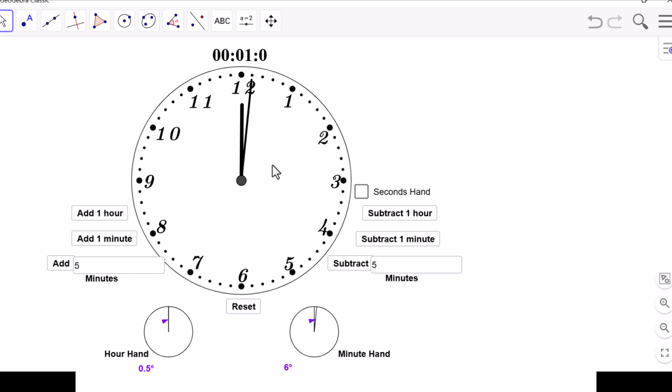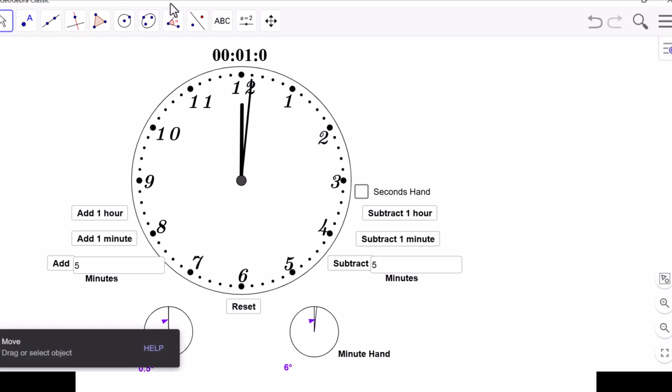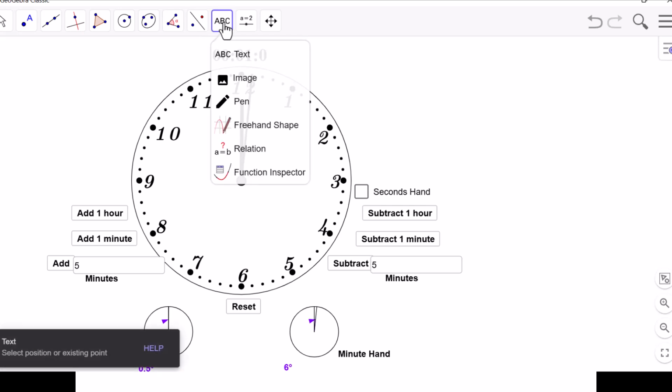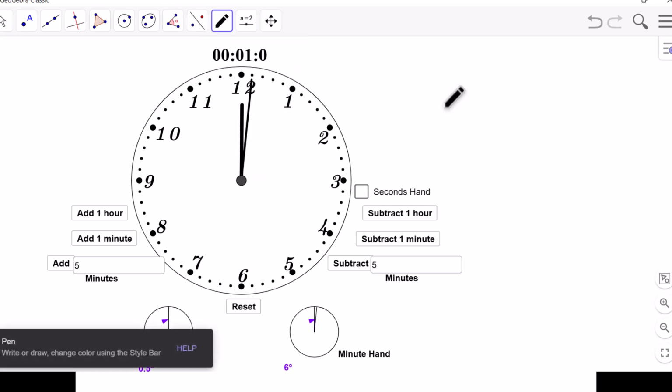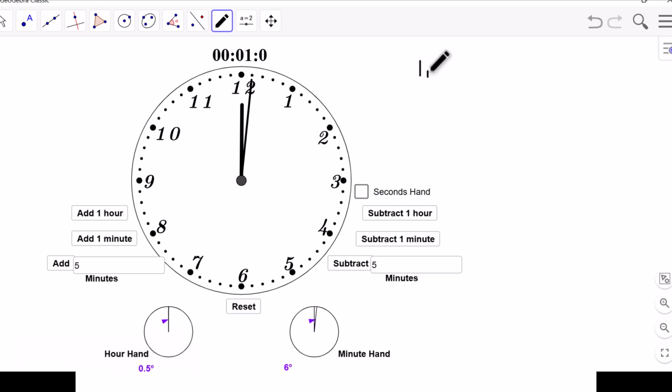Very, very important. So this 6 degrees signifies that this minute hand has turned how many revolutions? Let me see if I can get a pen and demonstrate what I want to show you. This is my pen. So when your minute hand turns 1 minute, take note of this. It will give you 6 degrees. That is very, very important. That is what this applet is trying to demonstrate.